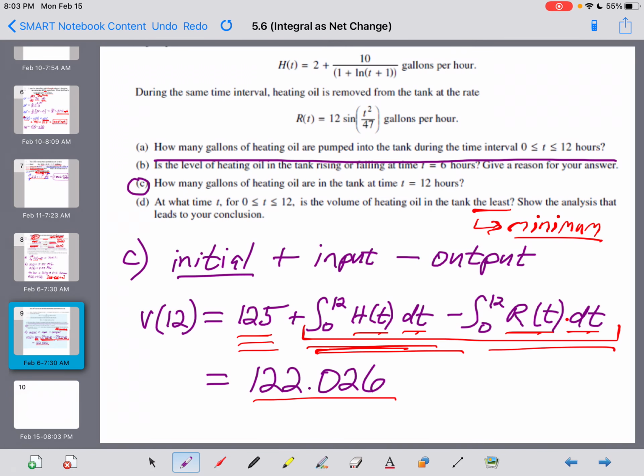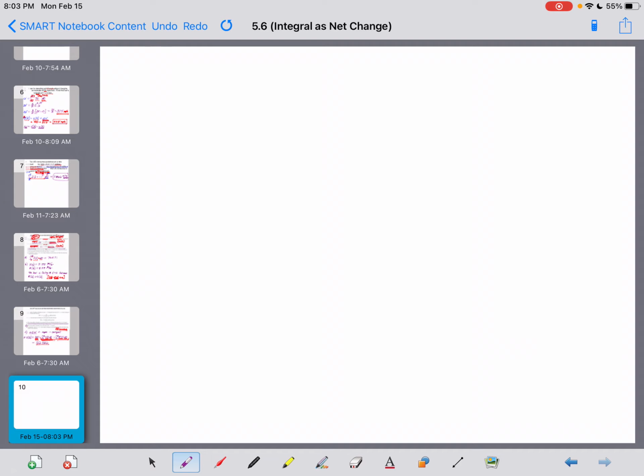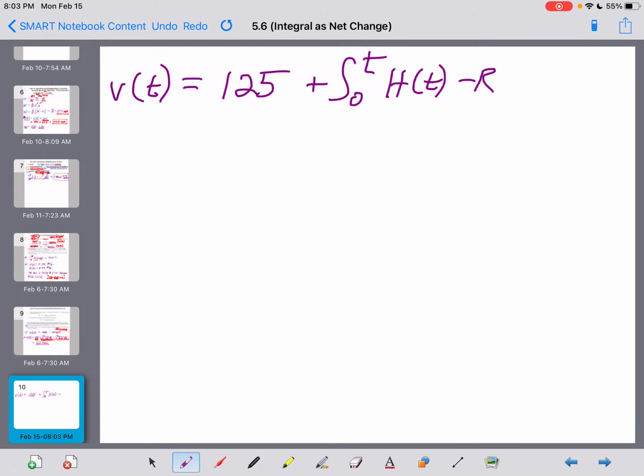Now, actually, what I'm going to do right now is figure out and draw a more general case of what I did right here for V of 12. I'm going to make this a little bit more generic and just say volume at any particular time. Well, it always starts with that initial amount of 125. And we're going to add to that a definite integral that starts at 0 and ends at whatever time value you want to call it now, guys, of our input function, which was h of t, minus the output function, r of t, measured with respect to t. So that's a really important step right here. That's how you measure volume at any time t.